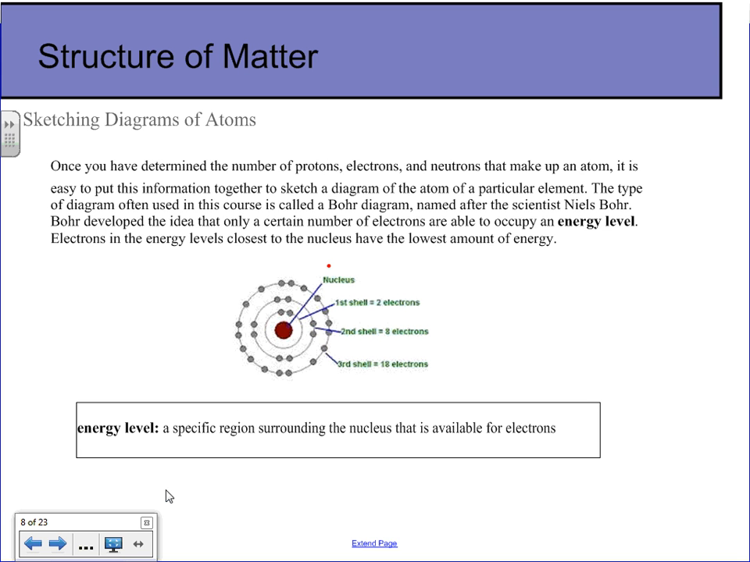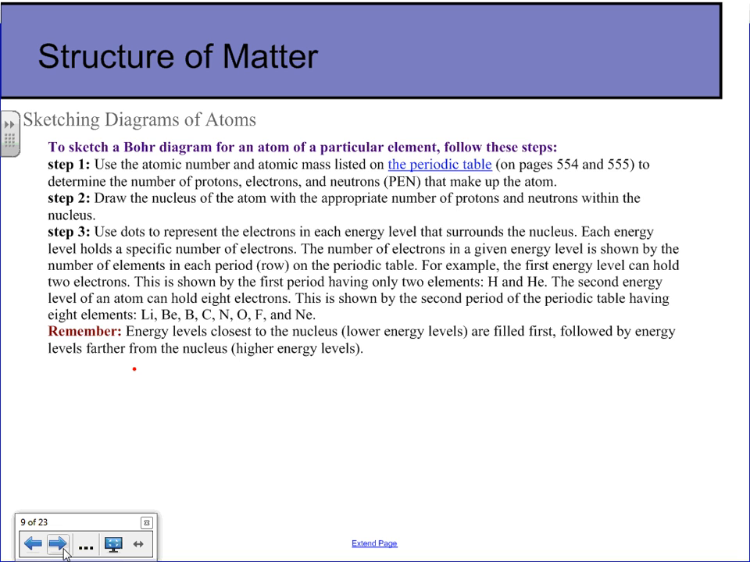So this is Bohr's idea: you have the nucleus in the center, a first shell of electrons which contains 2 electrons, the second shell which contains 8, and then the third shell which contains 18 electrons. An energy level is a specific region surrounding the nucleus that is available for electrons to occupy. So, to sketch a Bohr diagram of an atom of a particular element, you need to follow these steps.